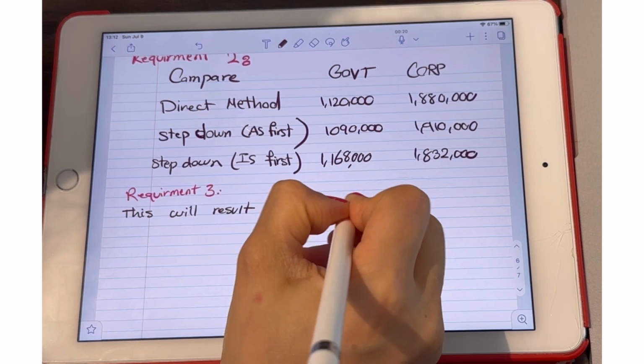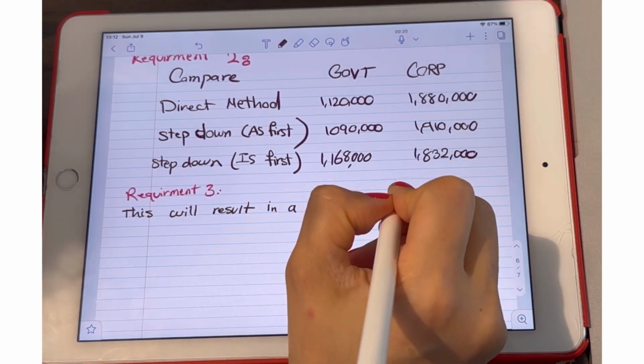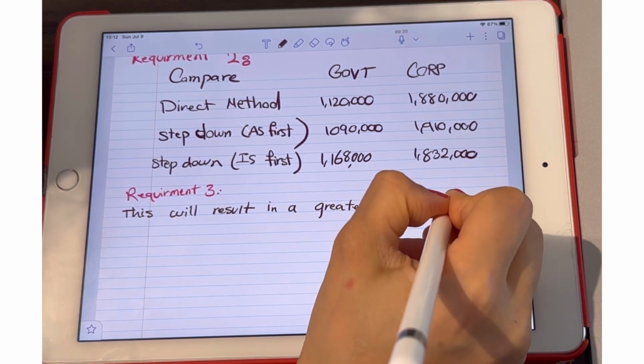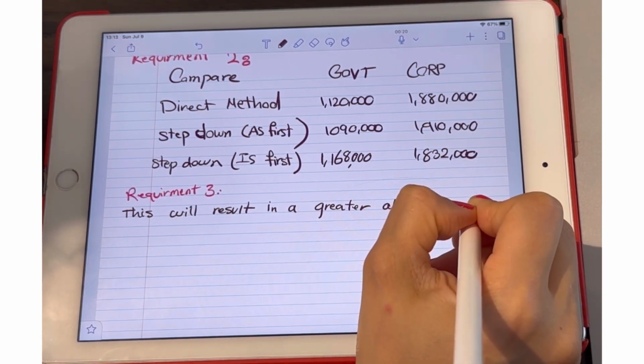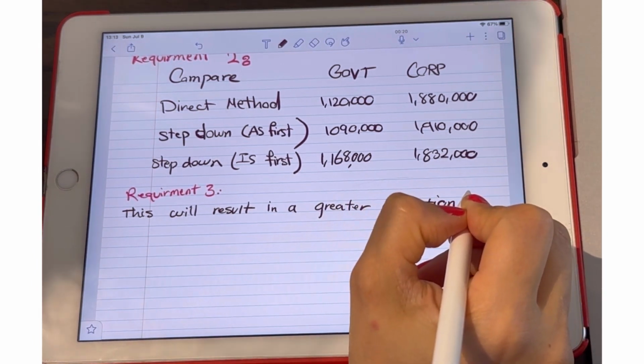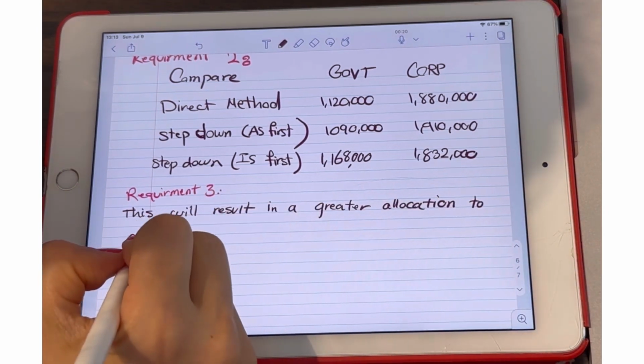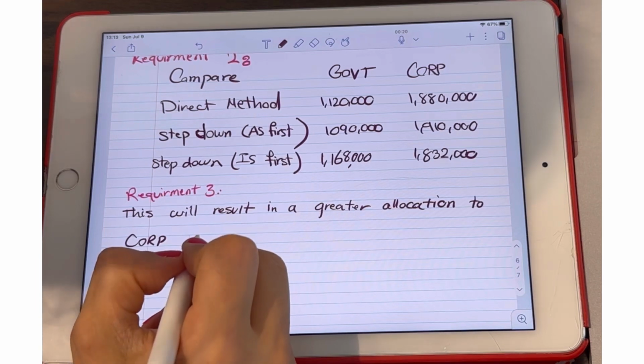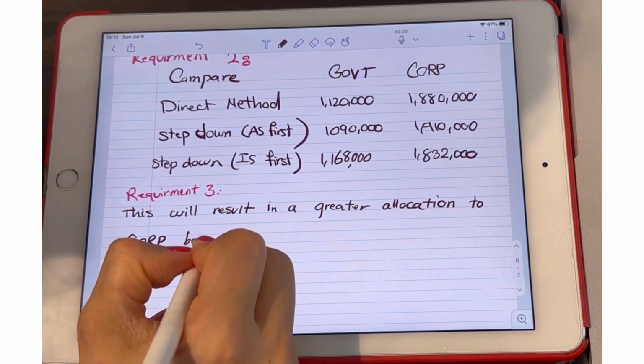I'm going to take a photo of these 5 pages and put it at the end of this video so you can have access to all this information.